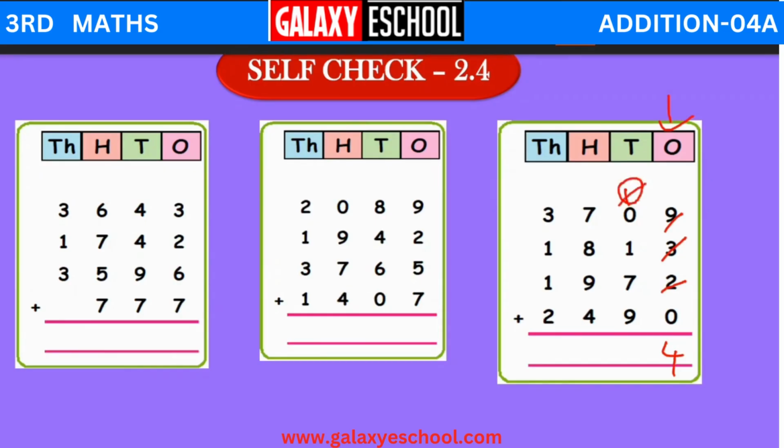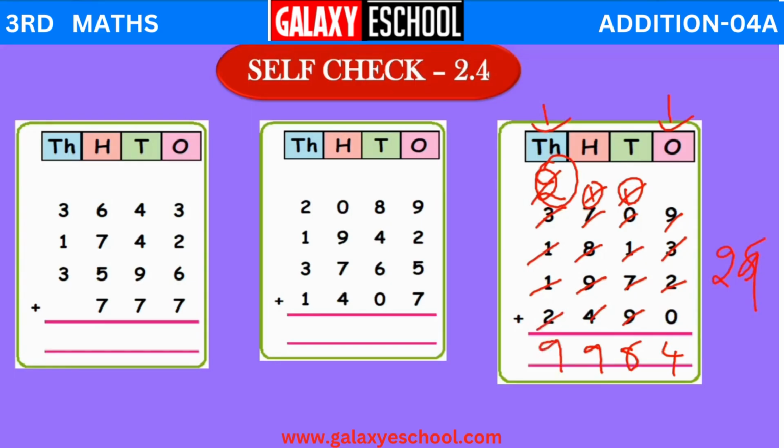Again in the tens place, 1 plus 0 becomes 1, 1 plus 1 is 2, 2 plus 7 is 9, 9 plus 9 is 18. In the hundreds, 1 plus 7 becomes 8, 8 plus 8 is 16, 16 plus 9 is 25, 25 plus 4 becomes 29. 9 will be written here and 2 carried. In the thousands place, 2 plus 3 becomes 5, 5 plus 1 becomes 6, 6 plus 1 is 7, 7 plus 2 is 9. So 9984 is the answer here.